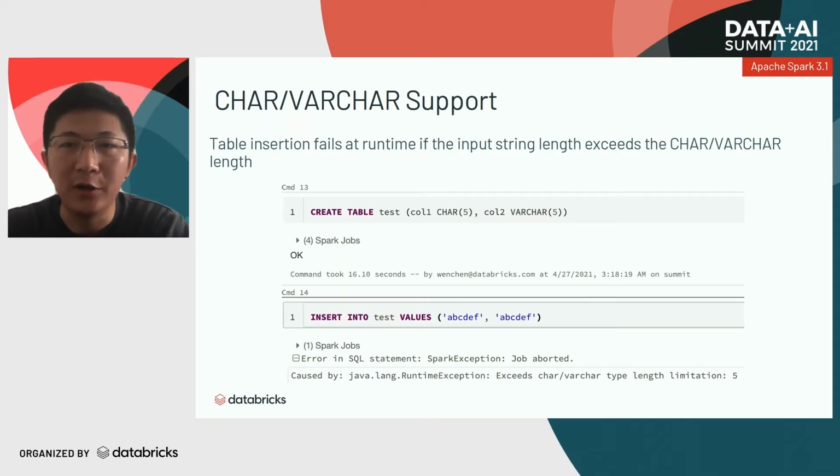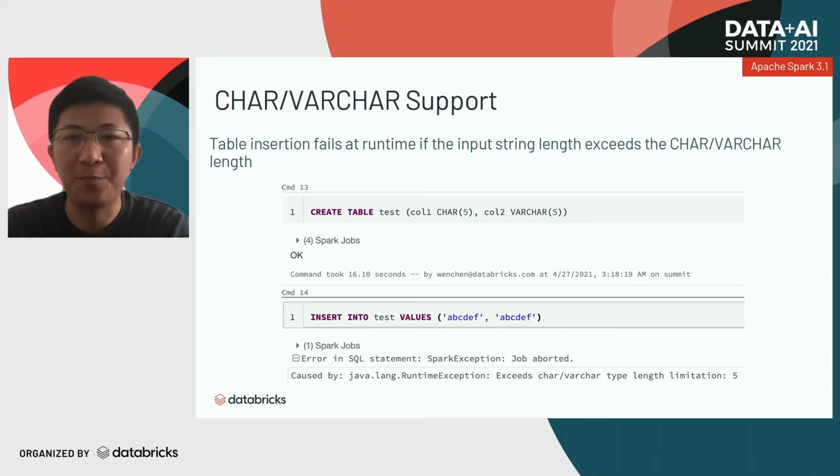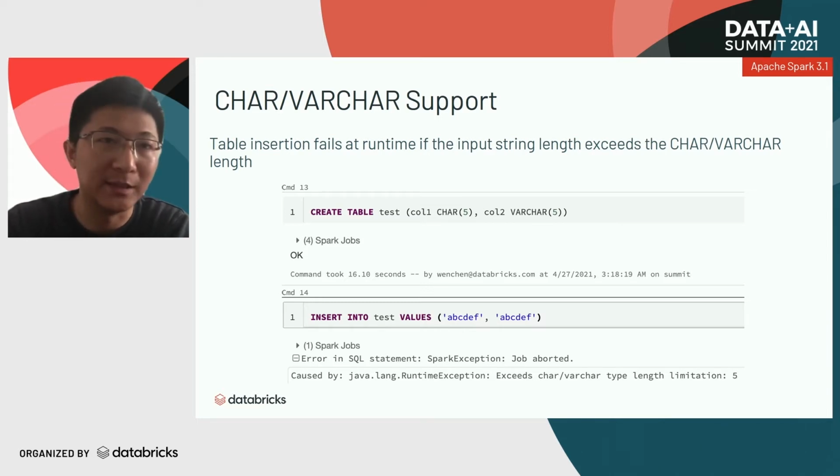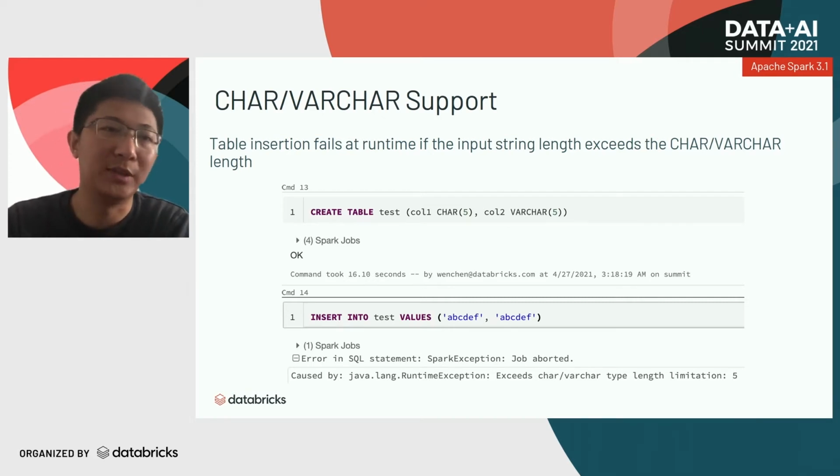In this release, we also added proper support for CHAR and VARCHAR types, instead of simply treating them as string type. CHAR and VARCHAR are commonly used in other databases because they give an upper bound of the data size to save storage space and avoid malformed super large input. Now Spark does the length check properly during table insertion. You can see from this example that a runtime error happens if the input string exceeds the length limitation of the CHAR or VARCHAR. For example, this is VARCHAR(5), so the input cannot exceed 5 chars. And then the input is A, B, C, D, E, F, which exceeds the length, so it fails.